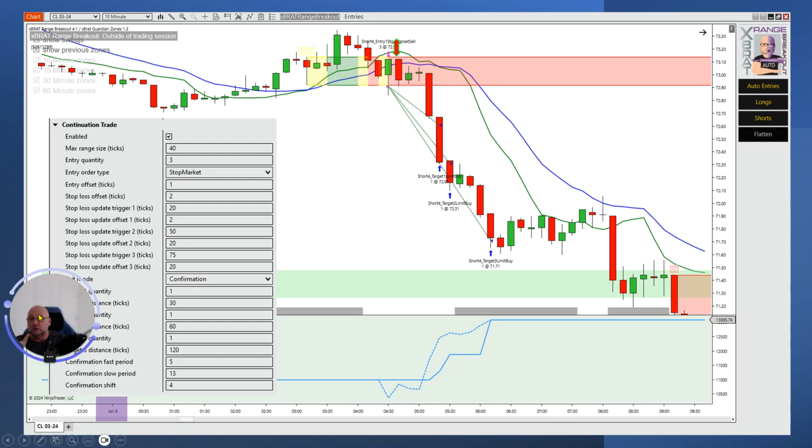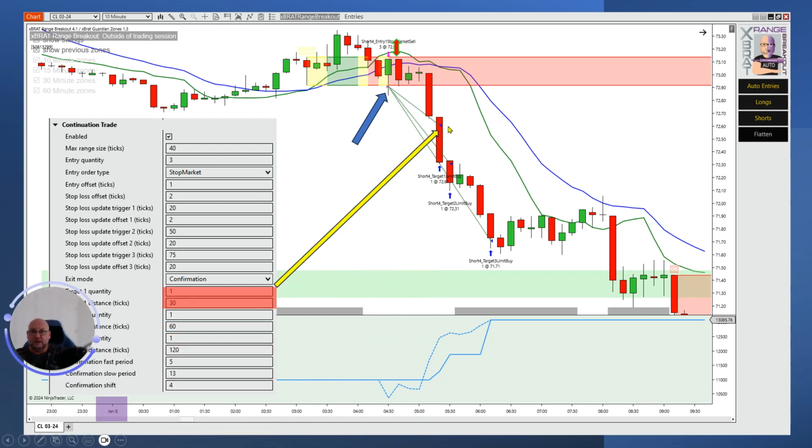So even though we've got confirmation on the exit mode, it reverts to target mode because we don't have the criteria for confirmation. So what we get is the entry, then the first target is hit and one contract is taken off. The second at 60 ticks hits, is taken off, and then the third is there. Now in reality, in hindsight, if we were a little bit more conservative with those EMAs, that would have rolled all the way down into the oil pit open there.